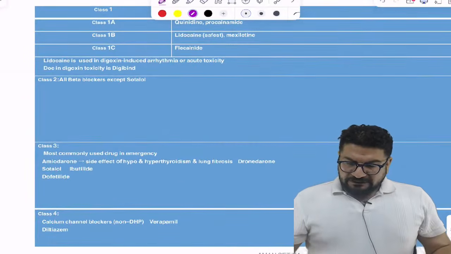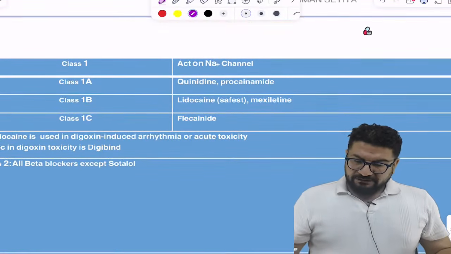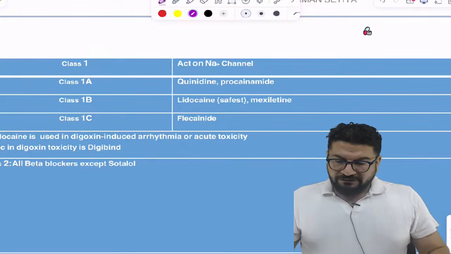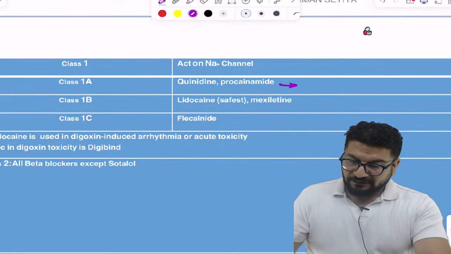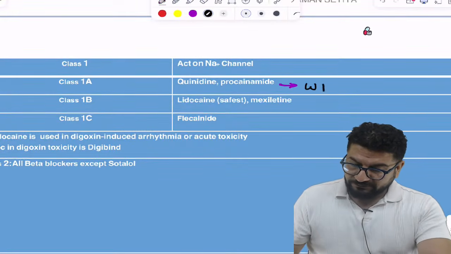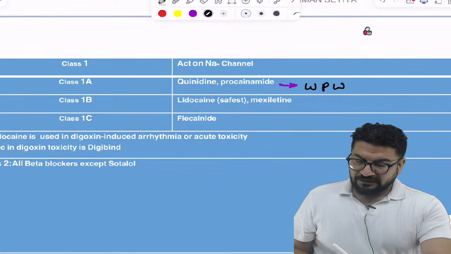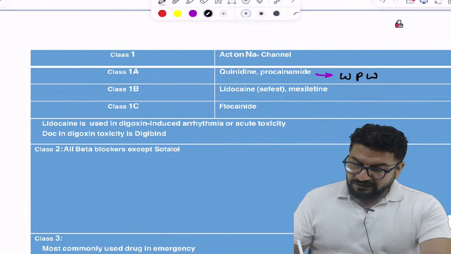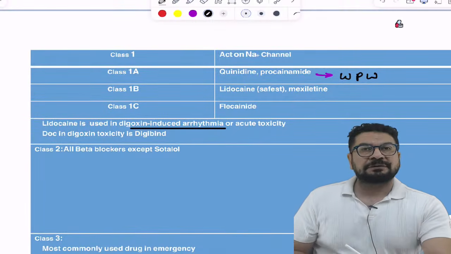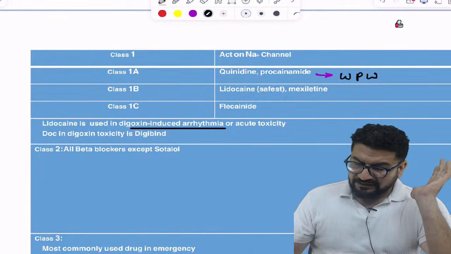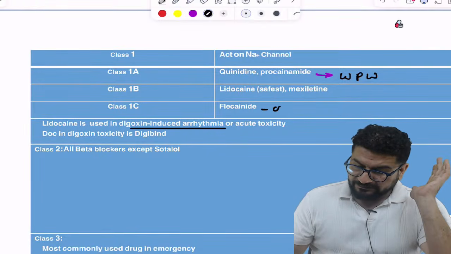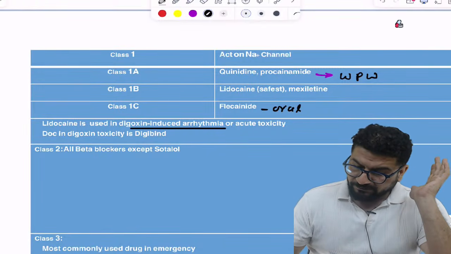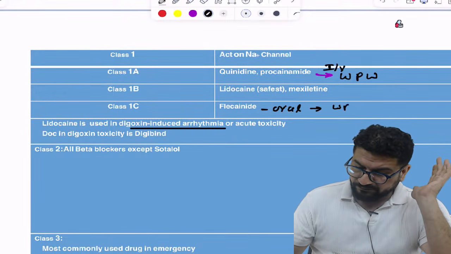Okay, so understand this is again Vaughan-Williams class 1: 1A, 1B, 1C. So in 1A what we have is quinidine, procainamide. Procainamide is the drug of choice for WPW syndrome. Class 1B is lidocaine. So lidocaine is considered the safest drug. It is used in digoxin-induced arrhythmia, but the drug of choice will be Digibind. Class 1C is flecainide. Flecainide is an oral drug. Procainamide is an IV drug. Flecainide is an oral drug in WPW syndrome. Both these questions came.